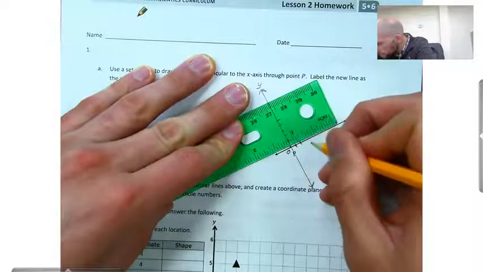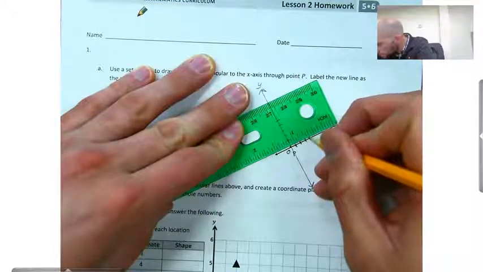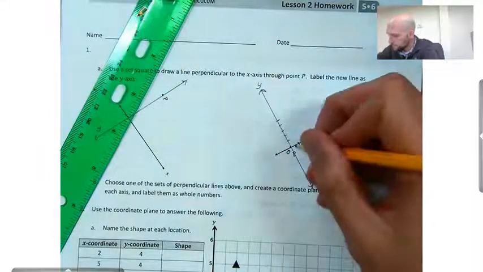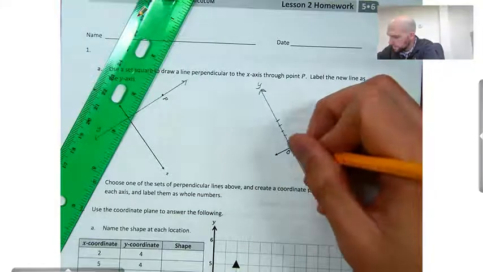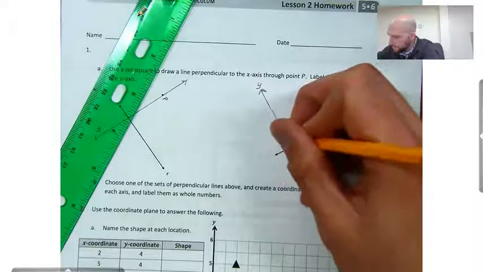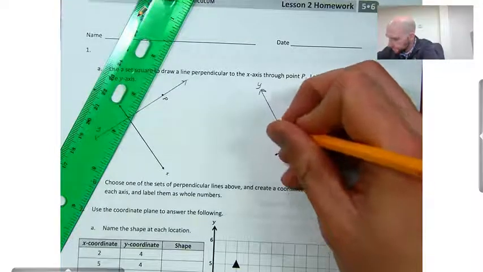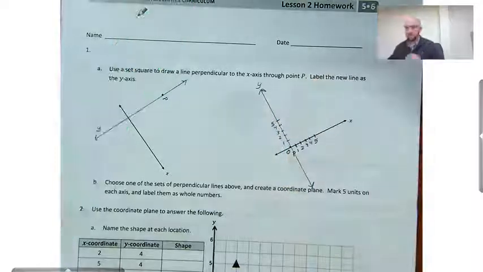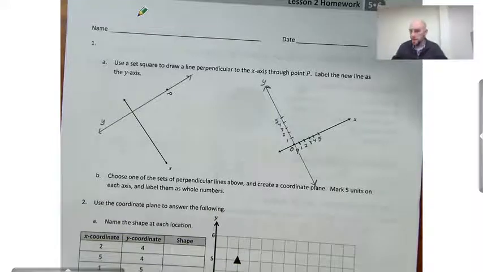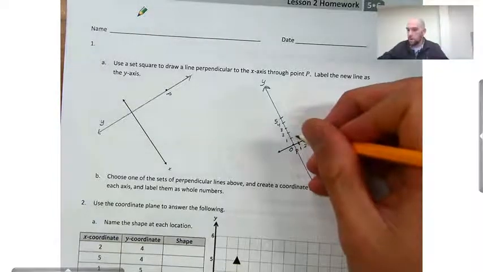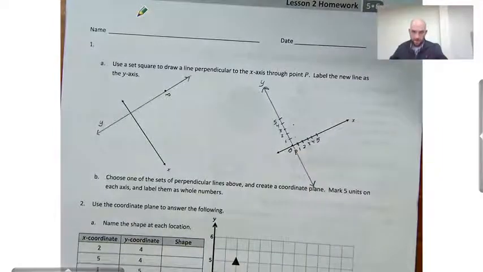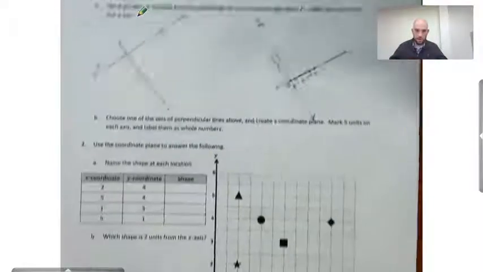1, 2, 3, 4, 5. I'm just going to do an inch apart. Yeah, 1, 2, 3, 4, 5. All right, so I have myself a little coordinate plane up here, and I can find 1, 1 here. I can do 2, 3 right there. Now I can find different points on that coordinate plane.